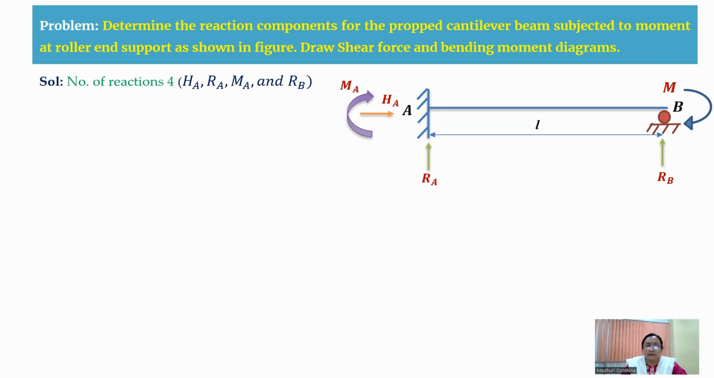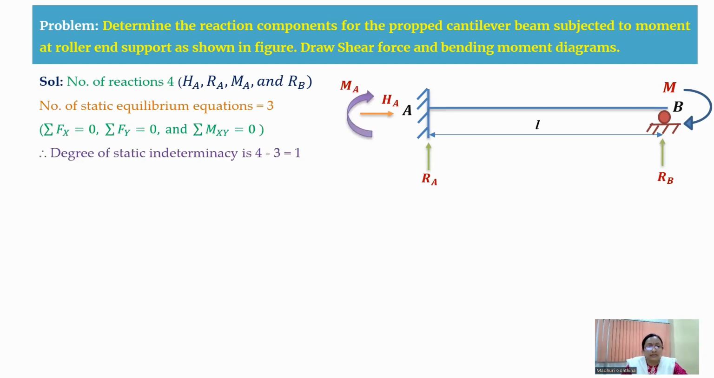Now to solve these 4 reactions, we should have the static equilibrium conditions also. So here the number of static equilibrium conditions are only 3. That is sigma Fx equal to 0, sigma Fy equal to 0, and sigma M equal to 0. Therefore, the degree of static indeterminacy here is number of reactions minus number of static equilibrium conditions. That is 4 minus 3, it is 1. So to solve this one degree of static indeterminacy, we are going to make this entire proper cantilever beam into a determinate structure first, and then we have to solve step by step.